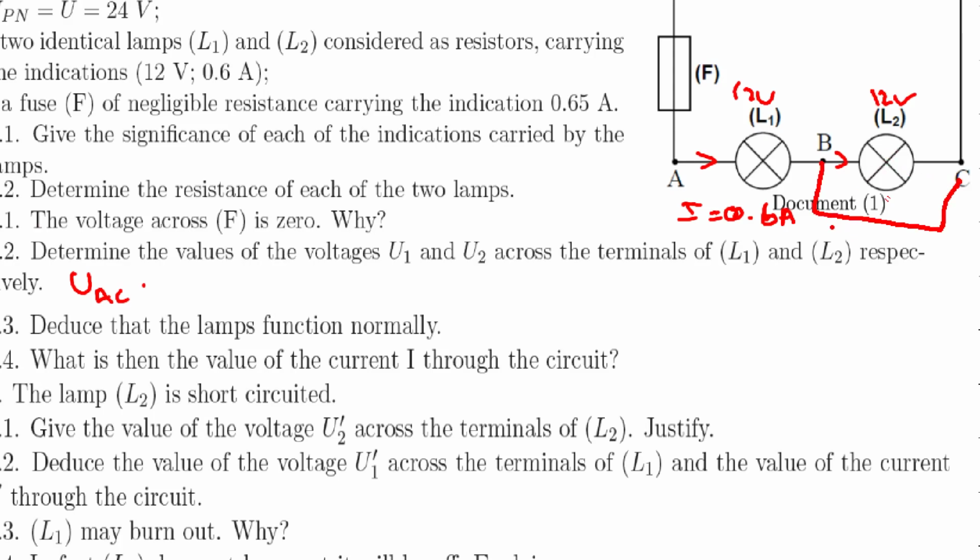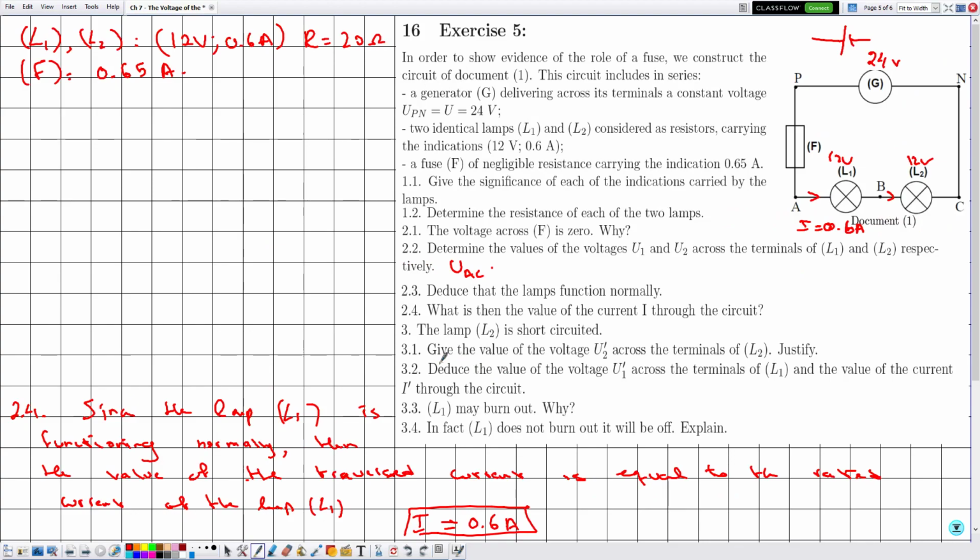Now the lamp L2 is in parallel with the connecting wire, and we know that according to the law of uniqueness of voltages they have the same voltage, and the voltage across a wire is 0, so the voltage across the lamp L2 is 0. So here we have made a change in the electric circuit, so everything will change. Now in 3.1, this is the short circuiting. They are telling me to give the value of U prime 2 across the terminals of L2 and justify. So U prime 2 is equal to 0, and the reason is simply that it is short circuited.